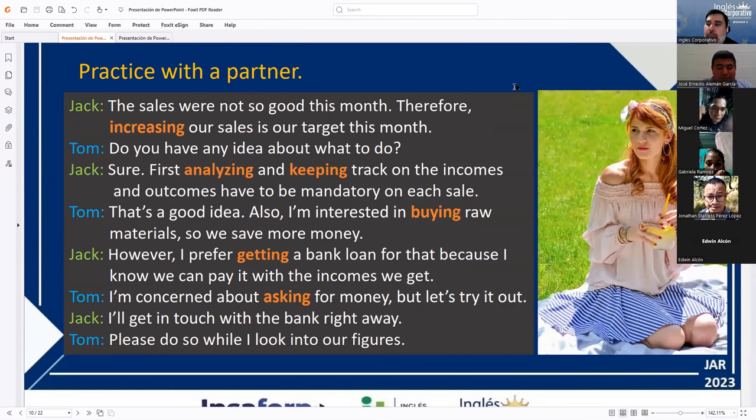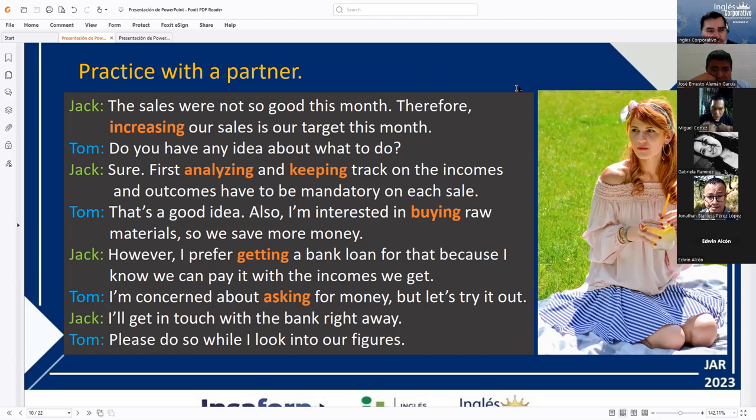Okay, now let's check practice with a partner. It says, the sales were not so good this month. Therefore, increasing our sales is our target this month. Do you have any idea about what to do? Sure. First, analyzing and keeping track on the incomes and outcomes have to be mandatory on each sale. That's a good idea. Also, I'm interested in buying raw materials so we have more money. However, I prefer getting a bank loan for that because I know we can pay it with the incomes we get. I'm concerned about asking for money, but let's try it out. I'll get in touch with the bank right away. Please do so while I look into our figures.